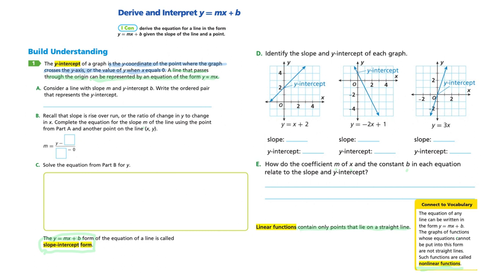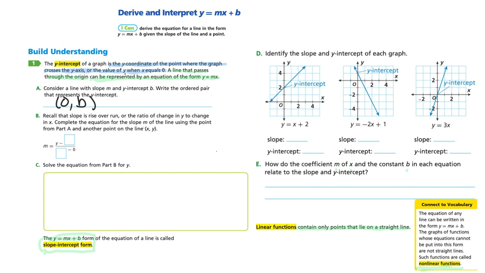So they ask in A, consider a line with slope m and y-intercept b. Write the ordered pair that represents the y-intercept. So they're asking what's the ordered pair for the point where it crosses the y-axis. So they tell you up here the value of y when x equals 0. So that means we know that x is going to be 0, right? And then the y-intercept, from the slope-intercept form, is b. So that would be our ordered pair, (0, b).